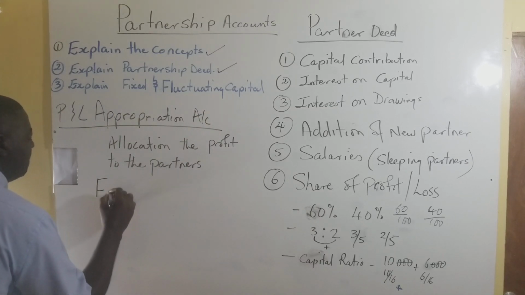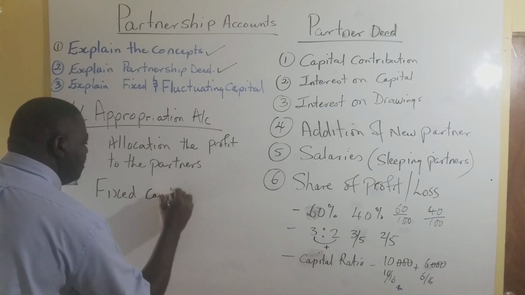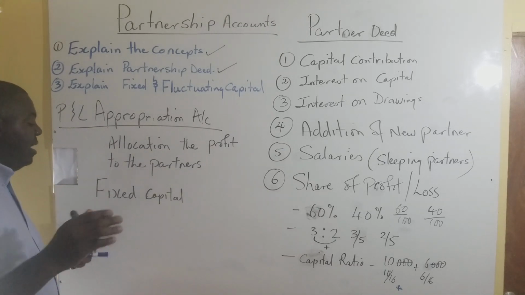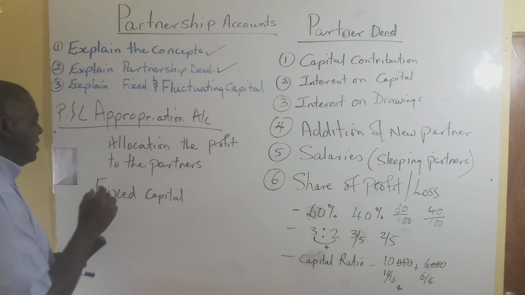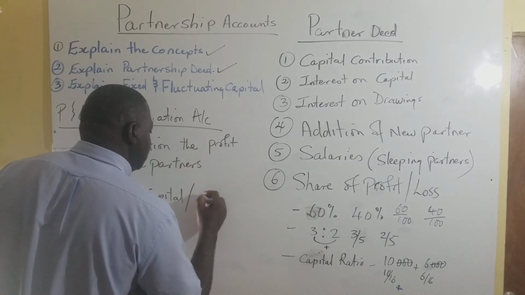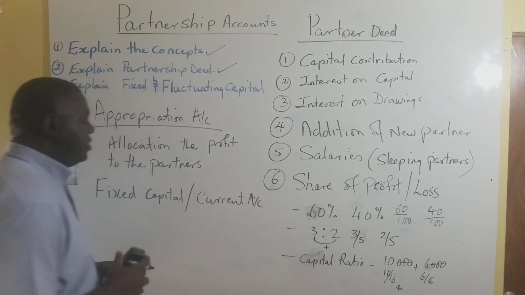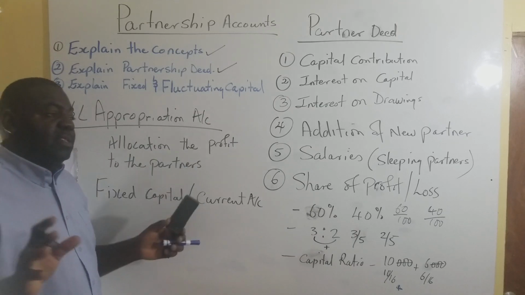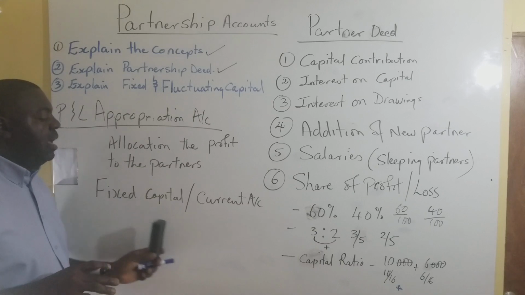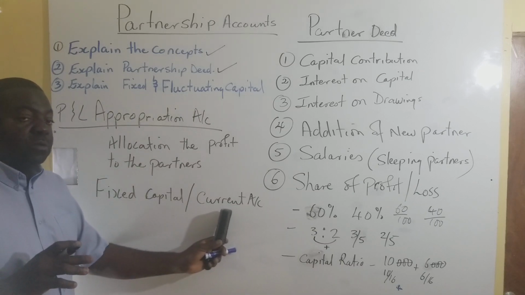Once there is fixed capital, and by fixed capital, once the partnership or the business is operating using what is referred to as fixed capital, they are also going to operate using a current account, right? So every time that you see in any question that the partners indicate that they are operating a fixed capital arrangement, it means that the partnership is also using a current account.